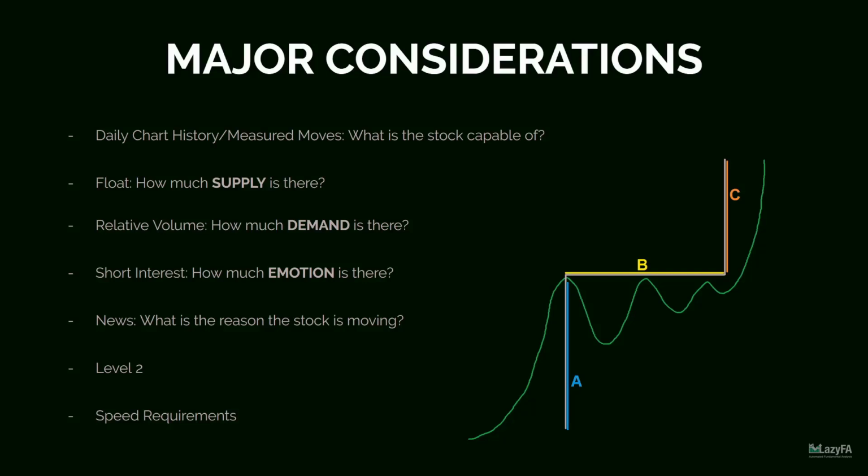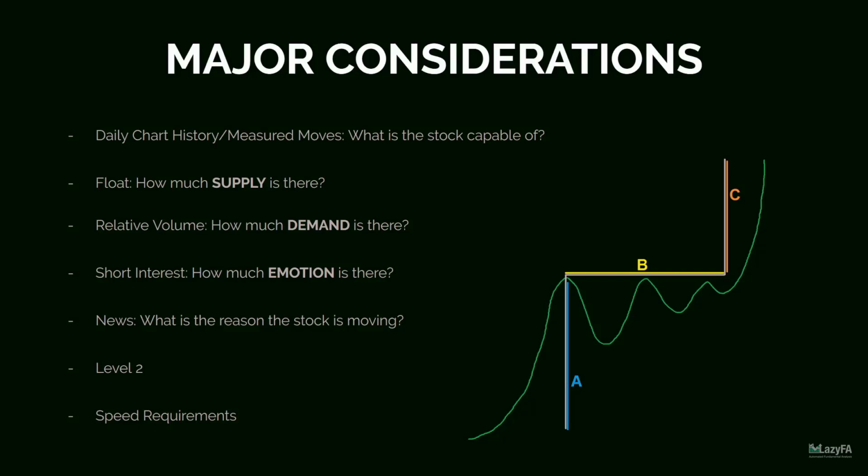Number 5 is the news. What's the reason that the stock is moving? Is it real news or is it just fluff? Whenever I want to take on a parabolic move, I always want to understand what the news is that's actually causing the stock to move, because without understanding that, you're kind of shooting in the dark. You really need to know whether the move is justified or not. So: daily chart, float, relative volume, short interest, the news.